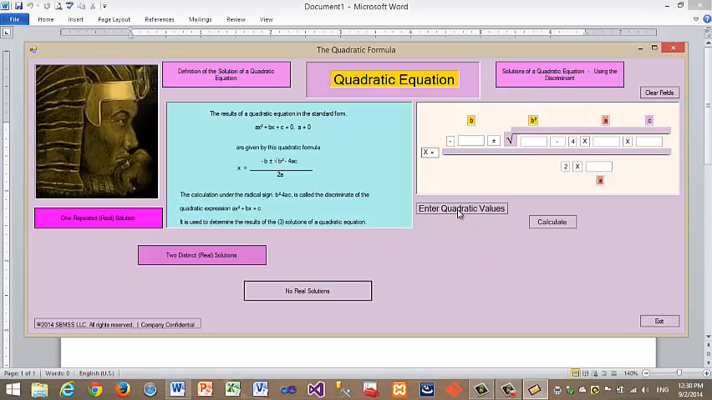We're going to enter some quadratic values here, and we're going to click the calculate button to calculate our discriminant and our solutions. If we do not enter the correct values, we can always click this clear field button, and it will clear all of our value text boxes that are waiting for input.